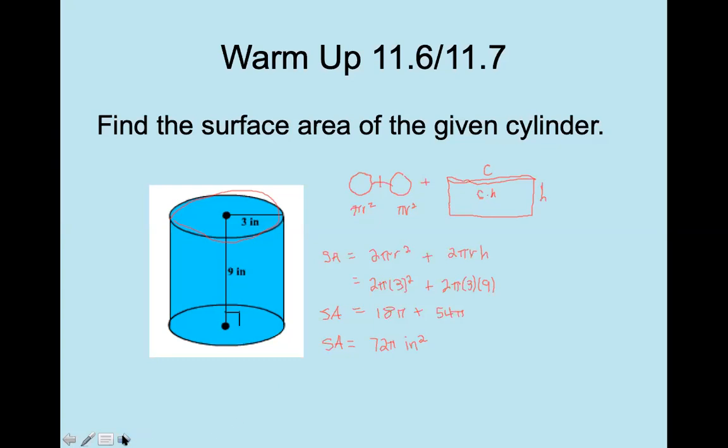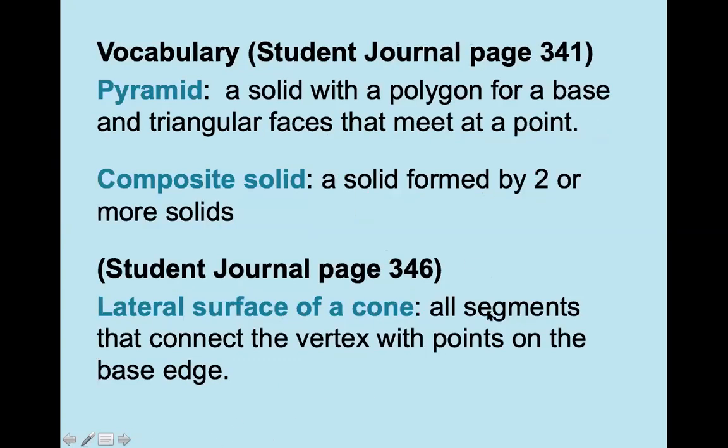All right, let's go ahead and start this section. First, we have some vocabulary that starts out on page 341 in your student journal. We talk about a pyramid. A pyramid is a solid with a polygon for a base and triangular faces that meet at a point. So a pyramid can have any polygon as a base. You could have a square pyramid like the pyramids in Egypt. You can have a rectangular pyramid. You can have a pentagonal pyramid where there's a pentagon for a base. A hexagonal pyramid has a hexagon for a base, and so forth.